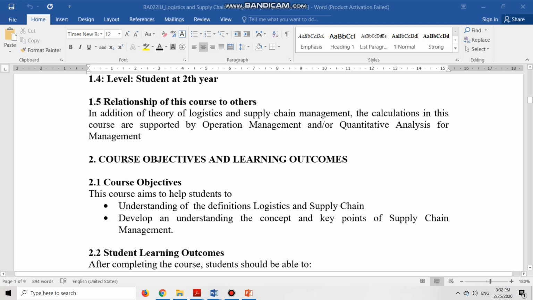So after this course, you should be able to understand the difference between logistics and supply chain, and understand the concept and key points of supply chain management.